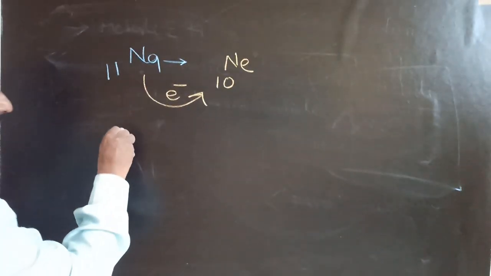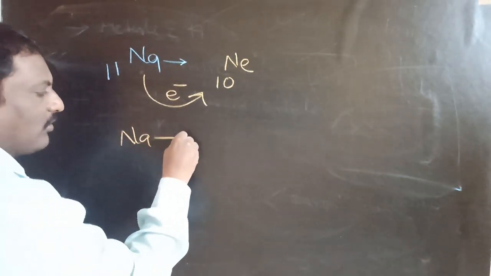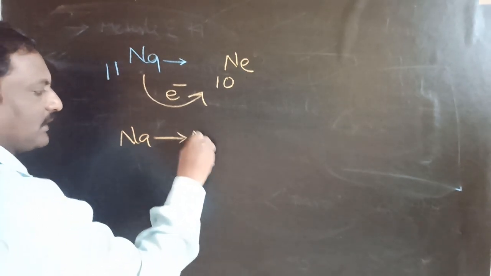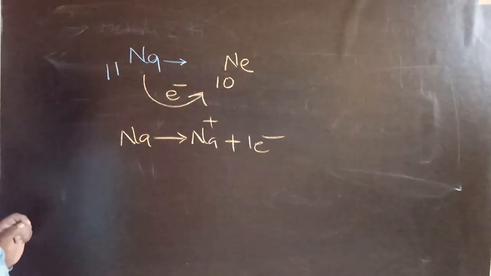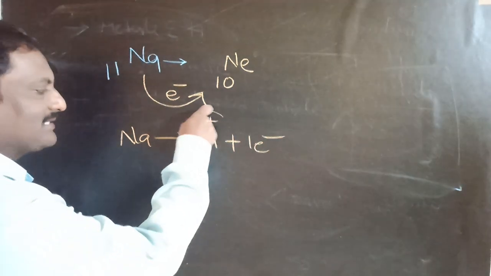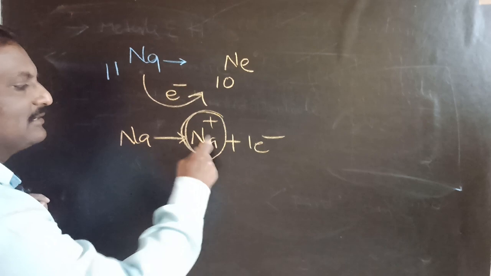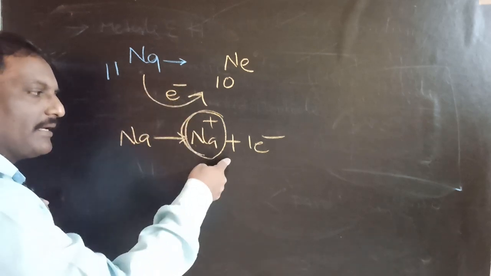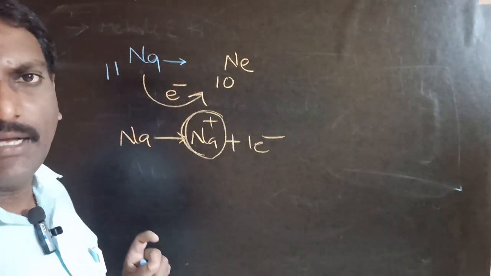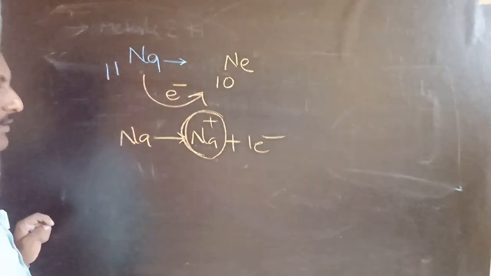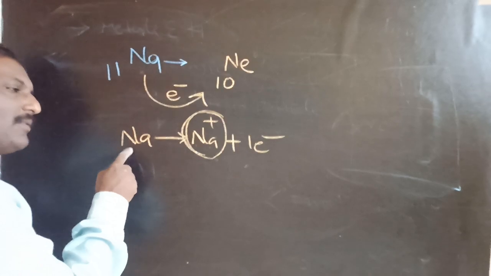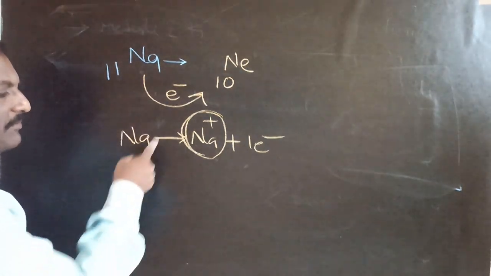So sodium, by the loss of one electron, gives sodium ion. The positively charged ion is called cation. So cation is found by loss of electron. And generally cations are found by the metal because sodium is a metal.